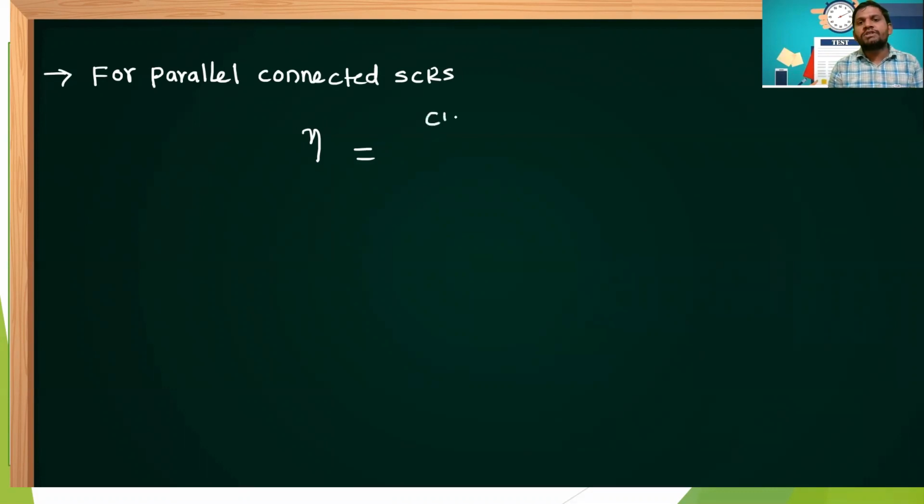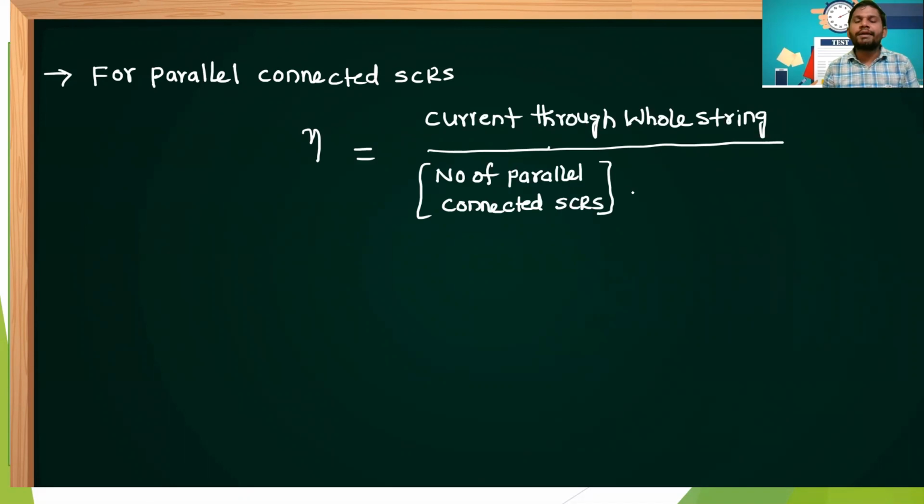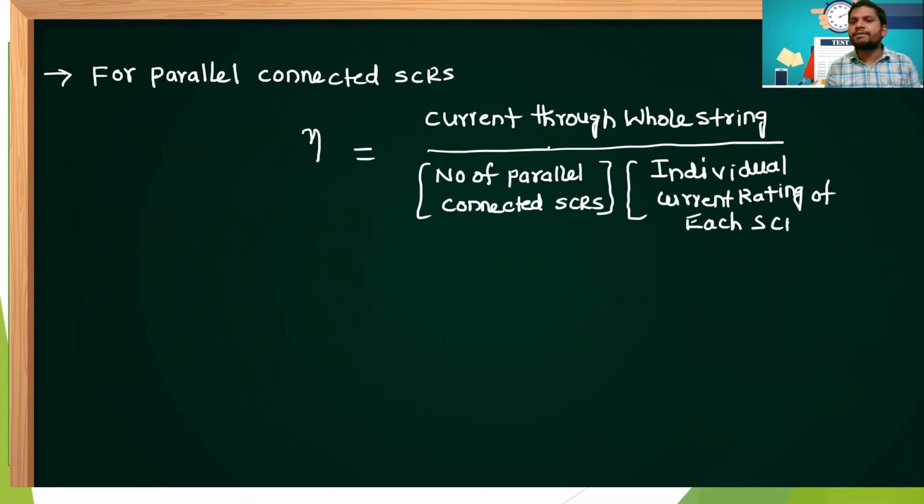That's why current through the whole string, yes students, please concentrate, divided by the number of parallel connected SCRs into the individual current rating of each SCR, or single SCR. So this is the formula for parallel connected SCRs.